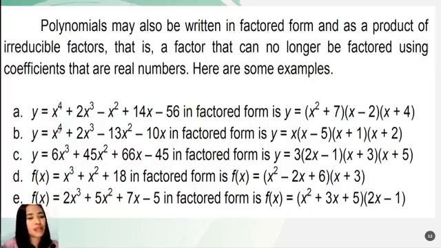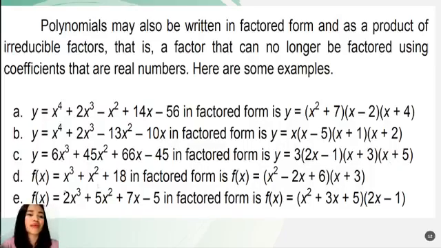Then let's have letter B. We have y equals x to the fourth plus 2x cubed minus 13x squared minus 10x. The factored form of this polynomial function is y equals x times x minus 5 times x plus 1 times x plus 2. And let's have letter C, y equals 6x cubed plus 45x squared plus 66x minus 45. In factored form, we can get y equals 3 times 2x minus 1 times x plus 3 times x plus 5.